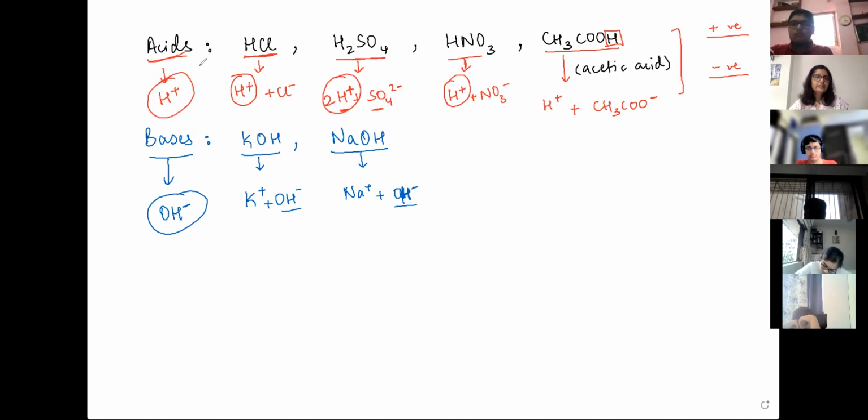Once you get the hang of this, bases means OH minus should be there, acids means H plus should be there. All of the reactions of acids and bases become very, very clear to you. It gets so much easier. Okay. We'll discuss this further.